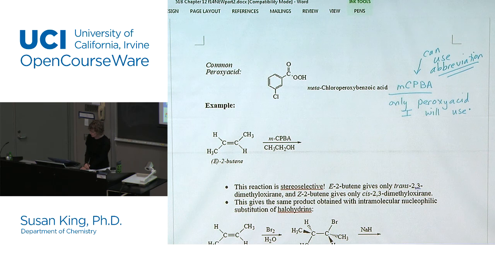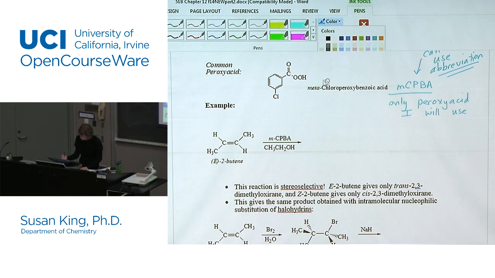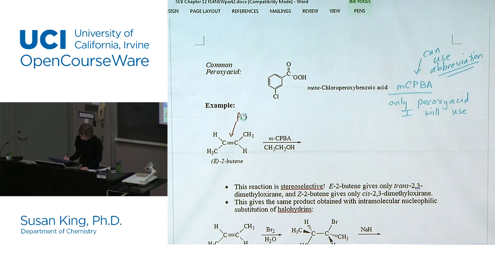So here's an example. We start off with E-2-butene, also known as trans-2-butene. And that is an achiral reagent. So we're going to keep track of this, achiral. We do have stereochemistry about the alkene. It is trans, so we want to notice that. MCPBA is also achiral.